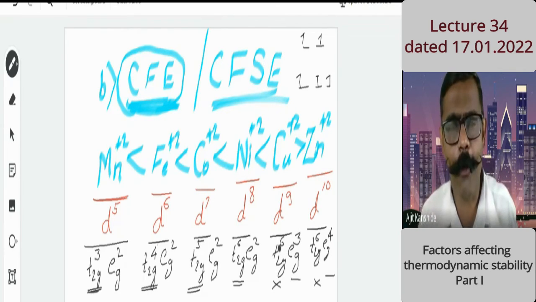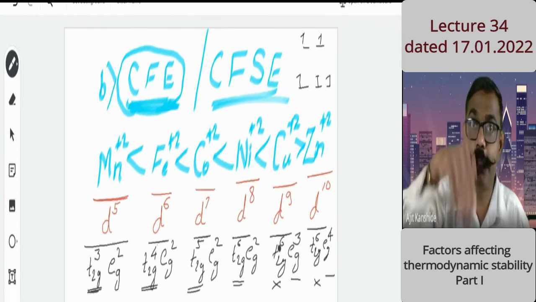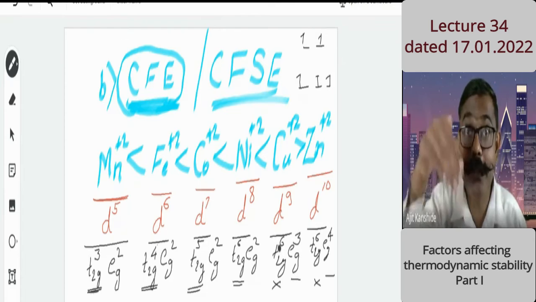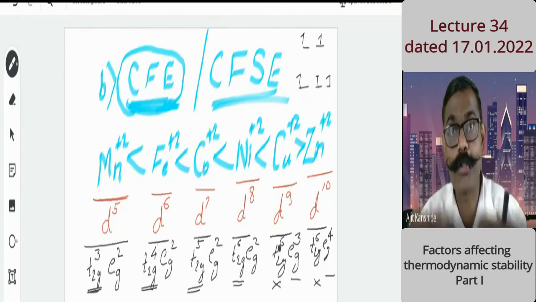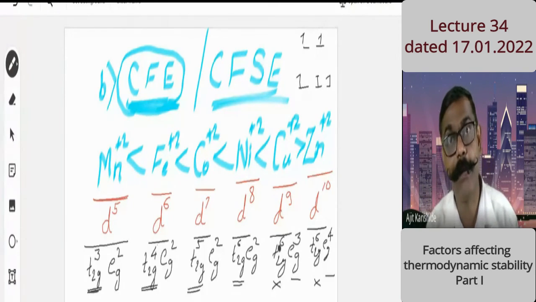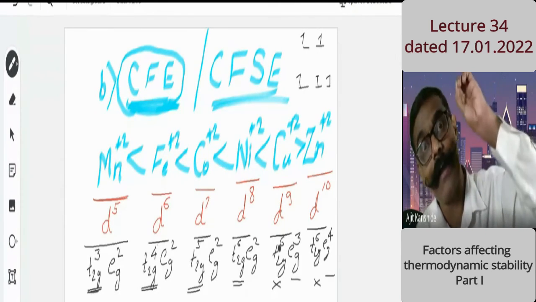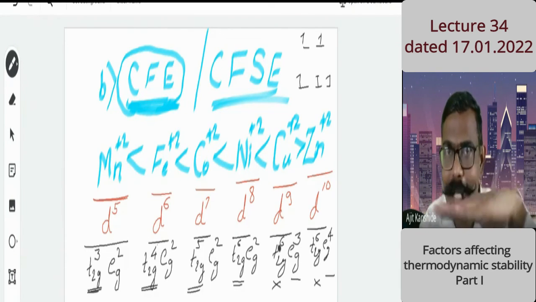Crystal field theory for octahedral complexes we have studied. The T2G orbital is of lower energy, and if an electron goes into the lower energy orbital, the total energy is lower. A more stable complex results if the electron goes into T2G, and a less stable one if the electron goes into the higher orbital EG. Because T2G is lower in energy, it stabilizes the complex.